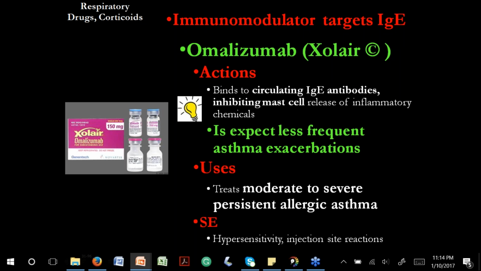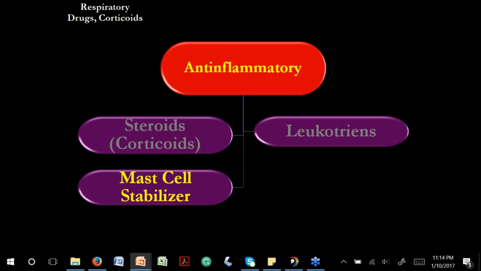The immunomodulator targets immunoglobulin E. The immunoglobulin E is released by the plasmatic cells during allergies. And that is going to be omalizumab. So it's expected to decrease the frequency of asthma exacerbations. So all these latest difficult names mostly take effect in a week or 2 weeks, and they are going to be mostly used for prevention.